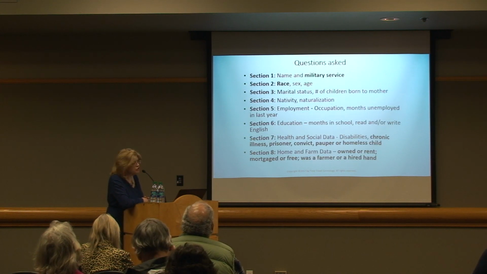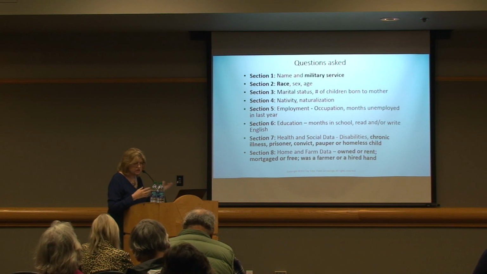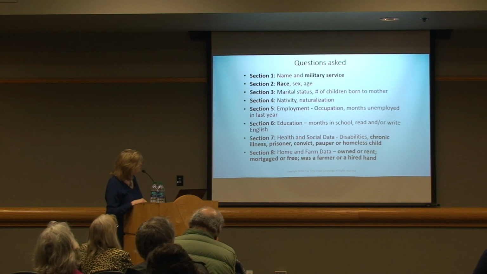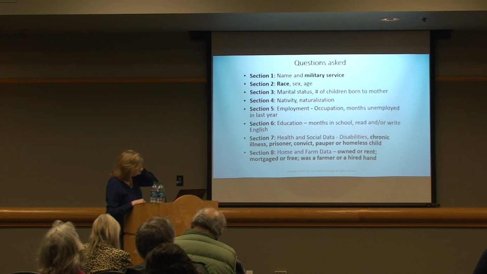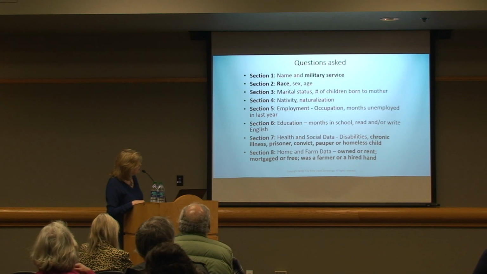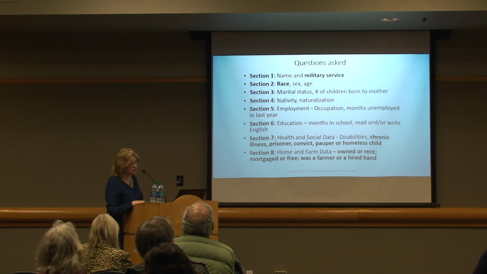This census was a bridge between the 1880 and the 1900 census insofar that it asked questions that were asked on both of those other censuses. But it did have some things unique just to it. It was divided into 8 sections. The first asked the individual's name and military service. The second, race, sex, and age. The third section, marital status and the number of children born to that mother. The fourth was nativity and also naturalization.